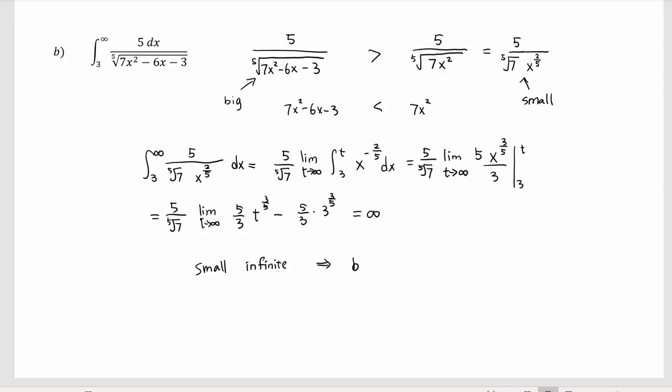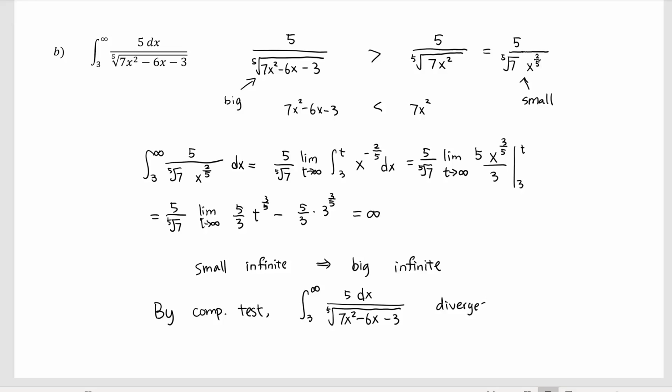What can you tell about the big guy? Well, if the small guy is infinite, the big guy is bigger than that, so it must be infinite as well, right? Great, so it works. So by the comparison test, we can say our integral from 3 to infinity of 5 dx over the fifth root of 7x squared minus 6x minus 3 converges or diverges? Infinite area means the improper integral diverges. Yes, that finished the problem.